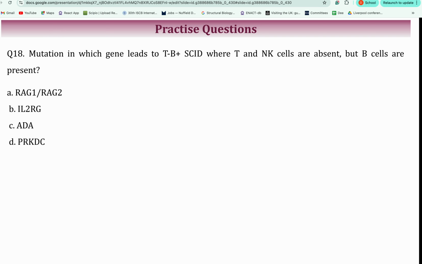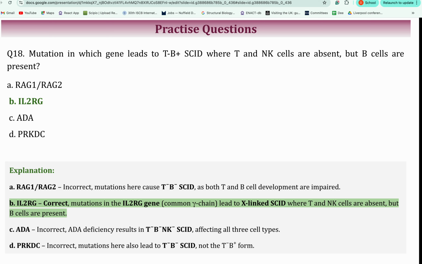Okay, now let's see. The right answer is option B, which is IL2RG. If we talk about RAG1 and RAG2, this also leads to defect in the B cells, so T negative, B negative SCID. In case of IL2RG, mutation in this gene, the common gamma chain, leads to X-linked SCID where the T and NK cells are absent but B cells are present. If we talk about ADA, this is the most severe form of SCID in which all of them are absent. If we talk about PRKDC, this is incorrect because mutation here also leads to T negative, B negative SCID and not T negative, B positive.